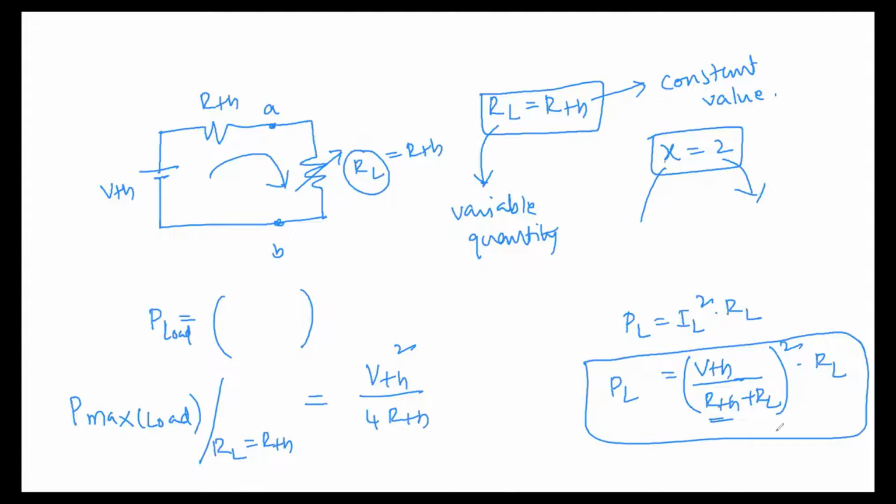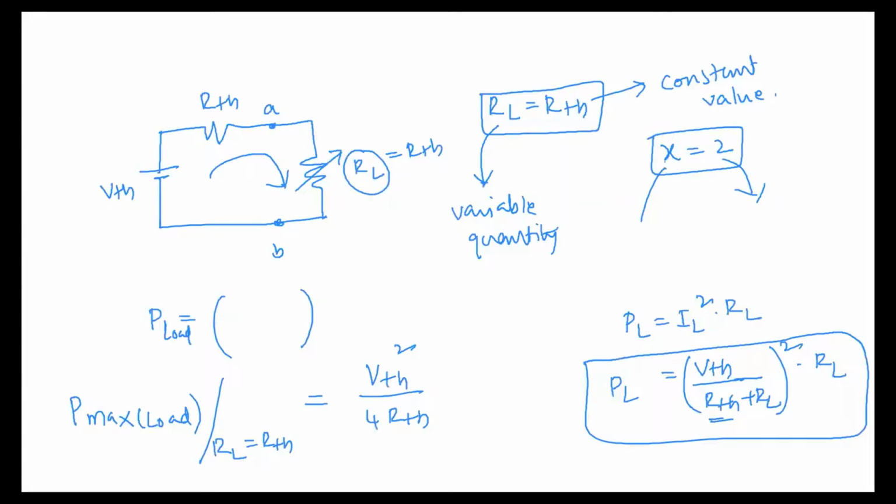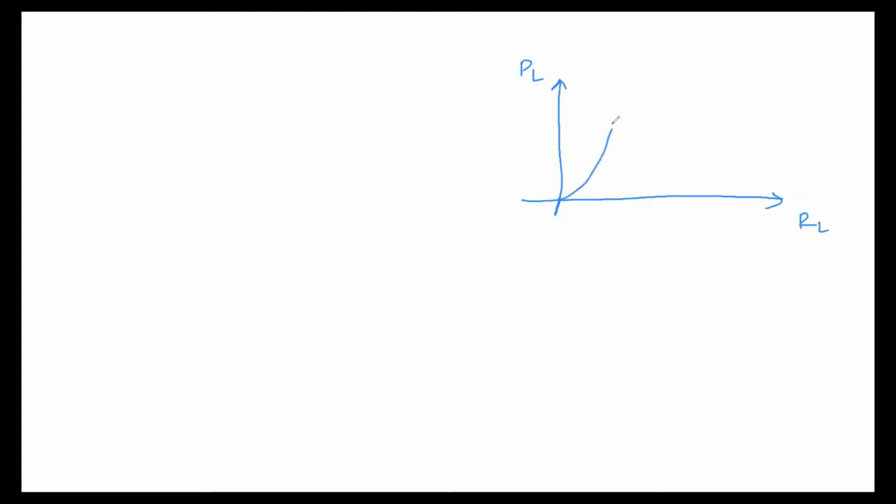So if you take a graph of load power versus RL, actually load power versus RL is this equation. If you plot this equation, you will get something like this. It will reach a peak and again go down like this. At what point are you getting the maximum? RL is a variable. At RL equal to RTH, you are getting maximum power. And this point is called P maximum.